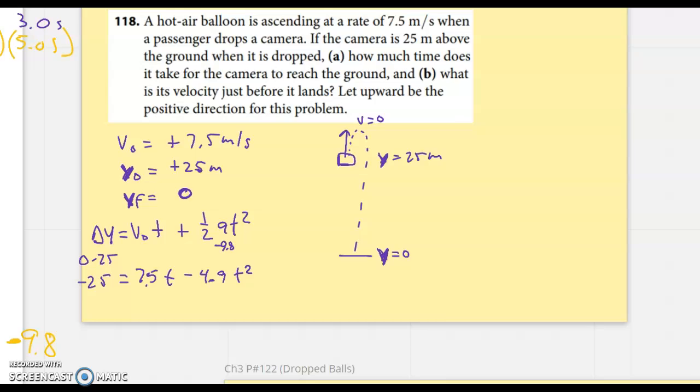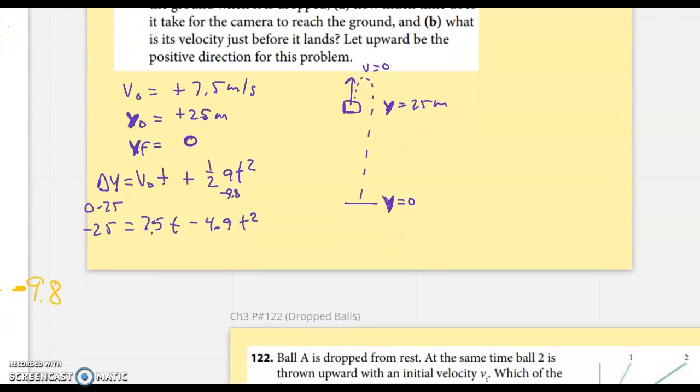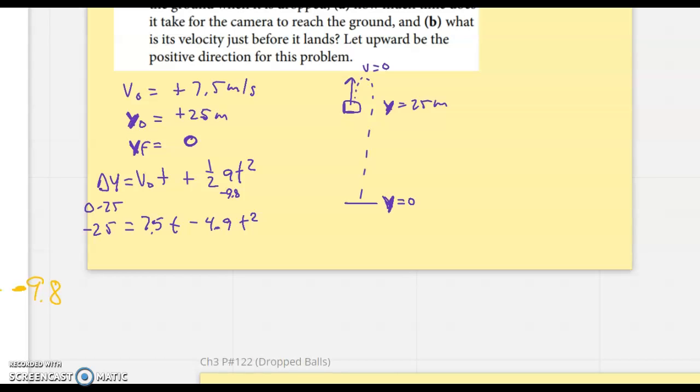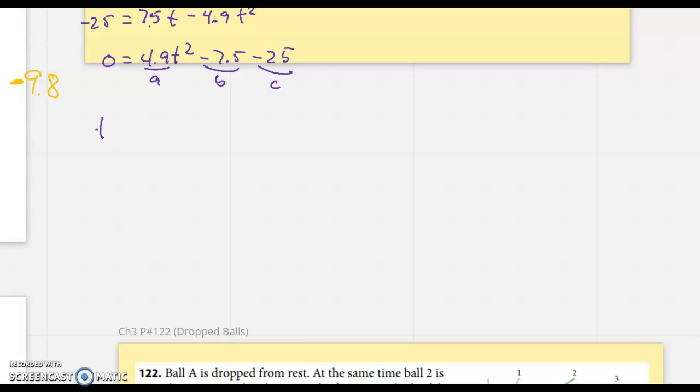Okay, so now we've got to solve for t, and there are lots of ways to do this. You could graph the parabola that this equation is for. You could see where it crosses the x-axis. It's one way you could do it. But probably a way that everybody is pretty much familiar with is to make this say 0 equals 4.9 t squared minus 7.5 t minus 25. And then this will be the A, this will be the B, including the negative, and this will be the C, including the negative. So now what I'm going to do is make this say t equals negative B plus or minus the square root of B squared minus 4AC, all over 2A.